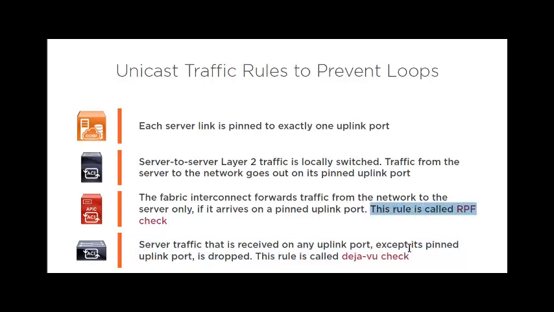What did I say for the deja check exactly? Sorry, I said it wrong in the previous slide, where I said it checks whether there is more than one uplink port. No, that is not the deja check. The deja check is whether it is coming on the same path using which it was sent. Checking that is what is called reverse path forwarding. This is another word for the deja check. Only if it satisfies reverse path forwarding will the packets be forwarded. Otherwise, they will be dropped. So please correct what I said earlier. The deja check is: server traffic received on any uplink port, meaning coming from the north down to the uplink port, except the pinned uplink. If it is coming on ports other than the pinned port, it is going to be dropped. This rule is what is called the deja check.